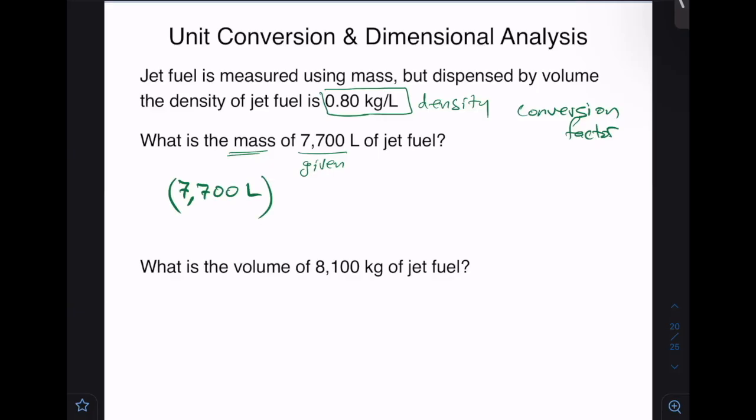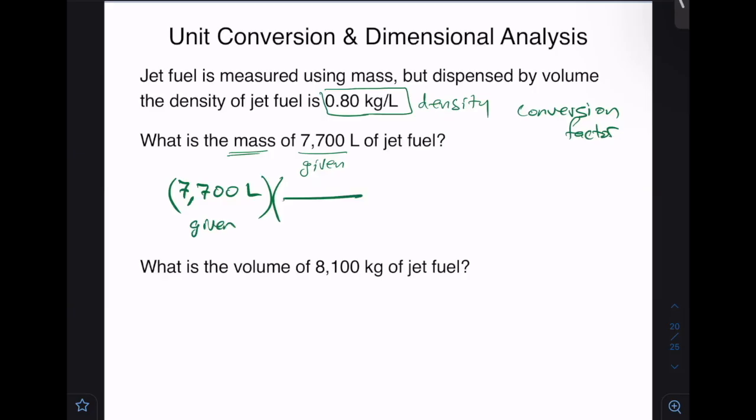And we want to convert that into a mass. Now we're not told what the units are, so we'll put this in kilograms. Maybe we'll put it in grams. I don't know. We'll see. Actually, we'll probably put it in grams. So first, we're going to use the density as a conversion factor. So this is what's given. We're going to use density as a conversion factor.